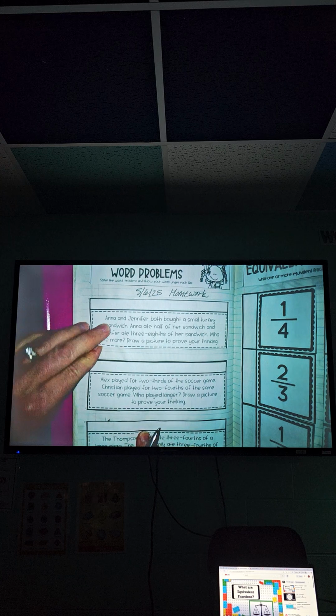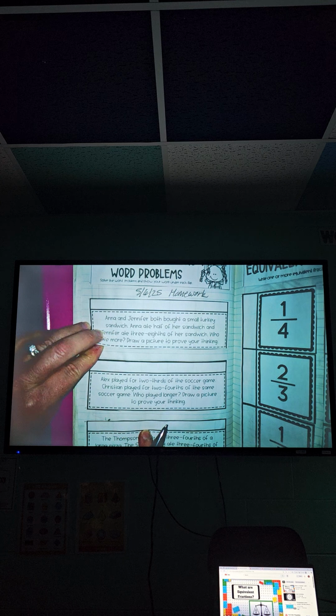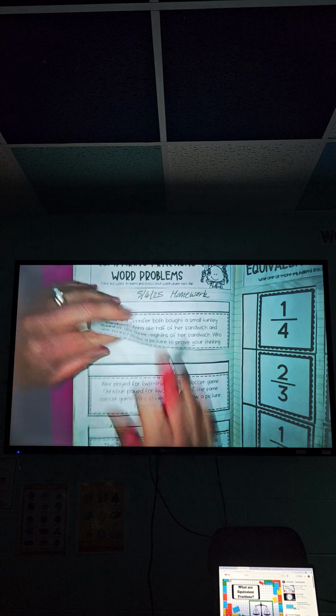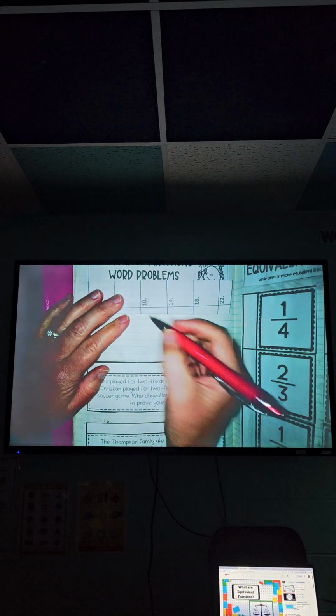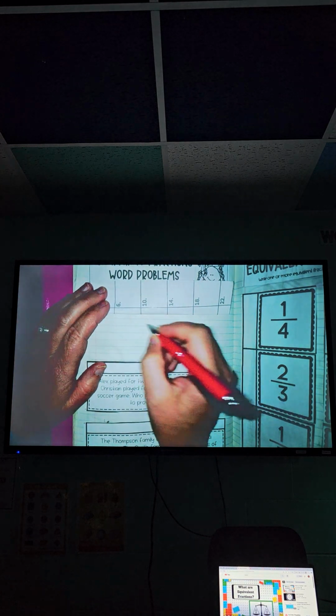Okay. So Anna and Jennifer both bought a small turkey sandwich. Anna ate half of her sandwich, and Jennifer ate 3/8 of her sandwich. Which ate more? Draw a picture to prove your thinking. So you should definitely draw 2 sandwiches of the same size.